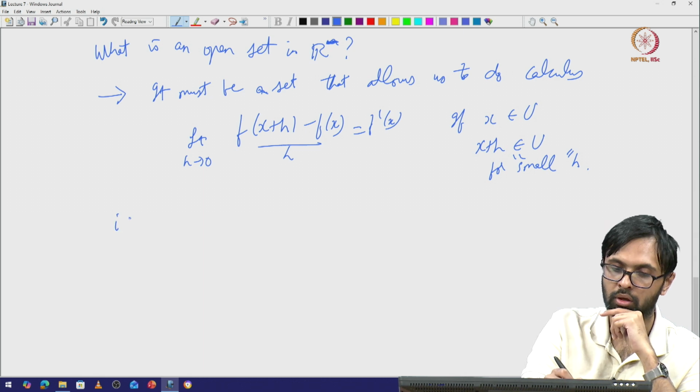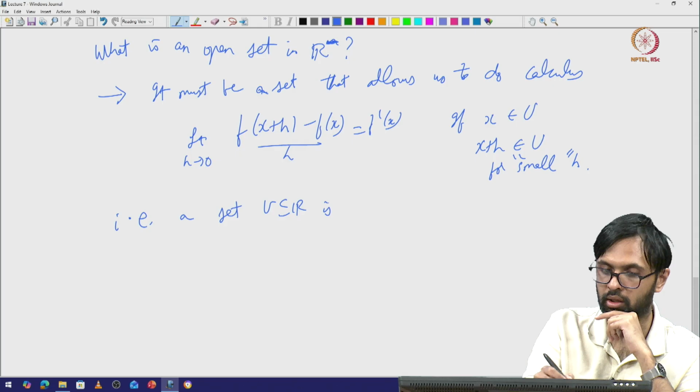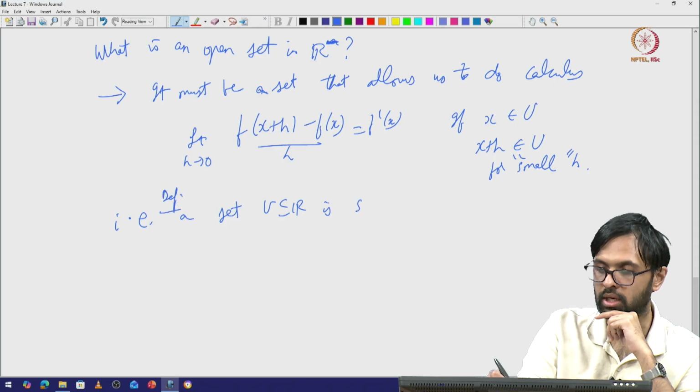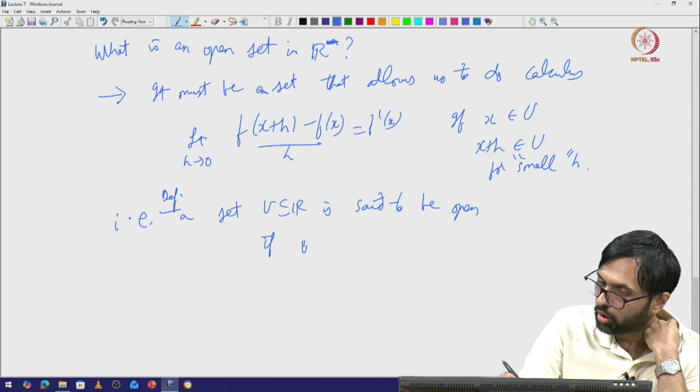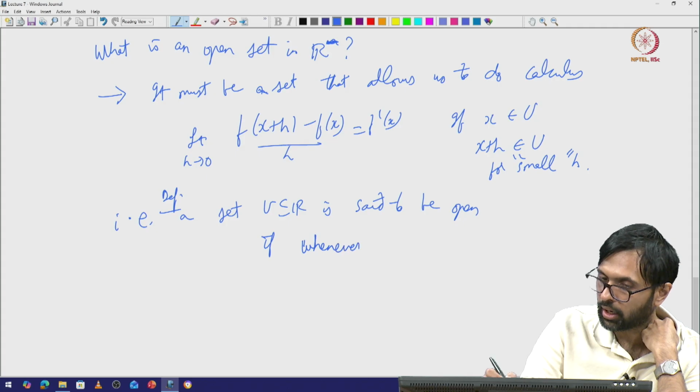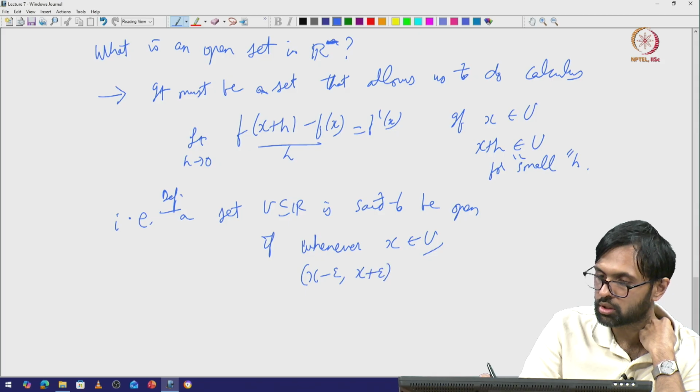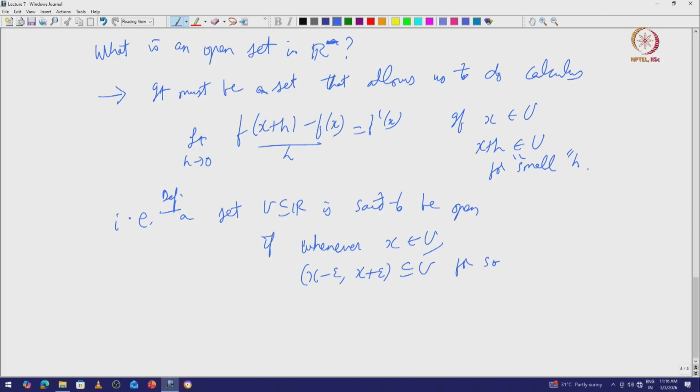In other words, a set U in R, this is a definition, is said to be open if around every point there is an interval. If whenever x is in U, the interval (x minus epsilon, x plus epsilon) is also in U for some epsilon that might depend on x actually. So whenever x is in U, a small open interval around x is also in U. That is exactly what this means.